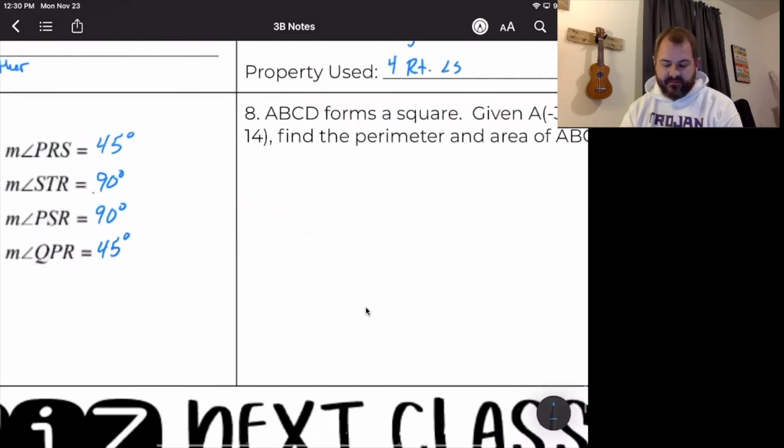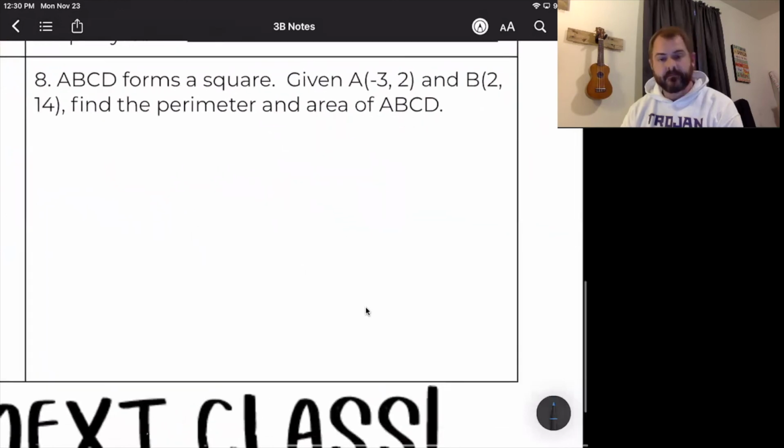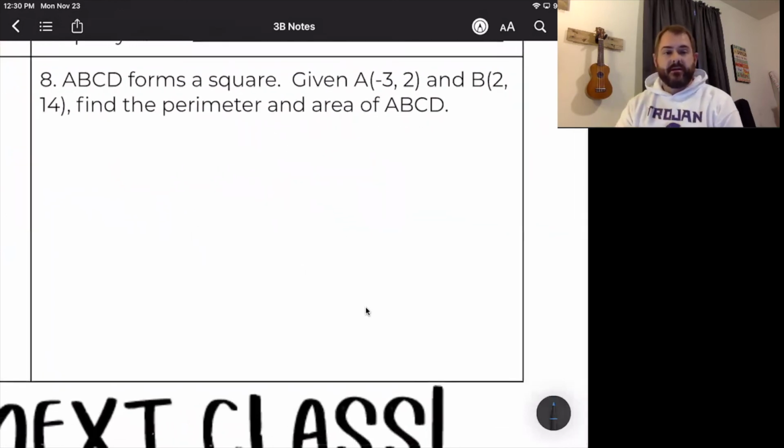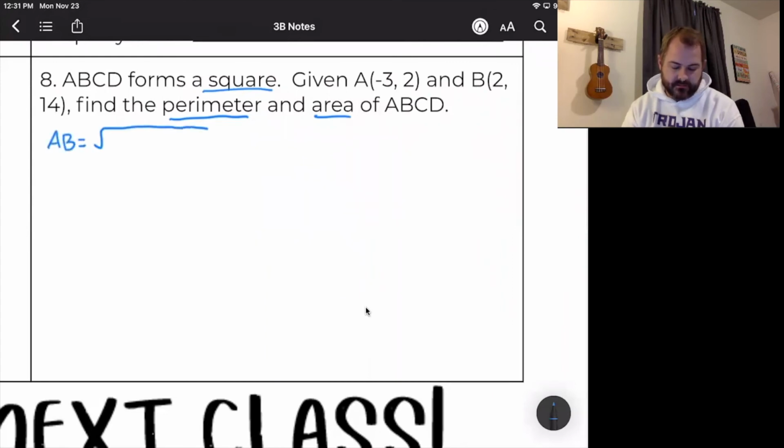All right, one final example. ABCD forms a square. And we're given 2 points again. This time they ask for the perimeter and area. Well, we've done perimeter already, very similar to what we just did for a rhombus. I'm going to have you pause the video and find the perimeter again. Remember, it's just going to be 4 times the length of that one side. I'm going to find AB first, and then the perimeter is just 4 times that length.